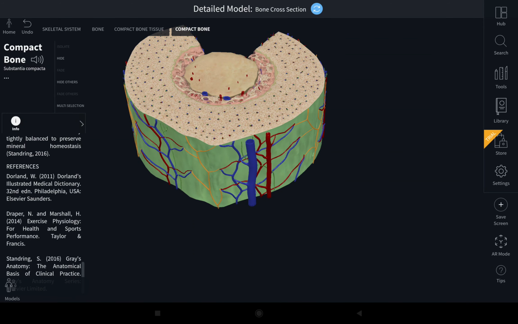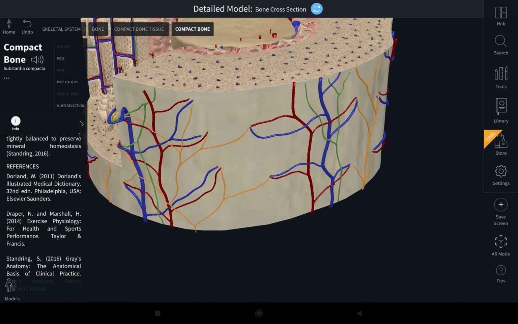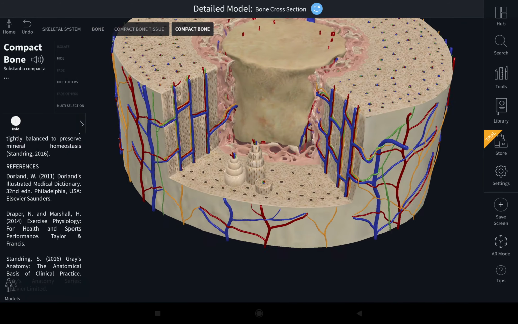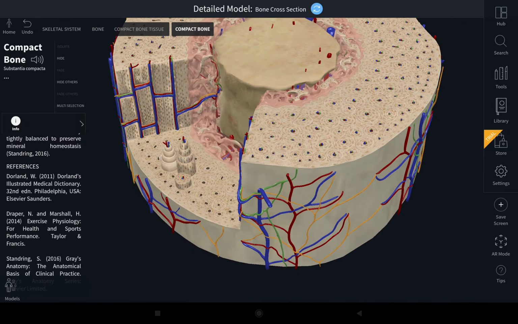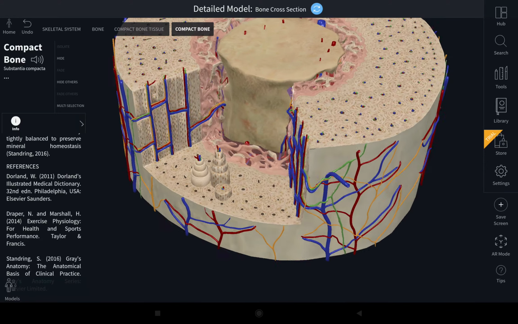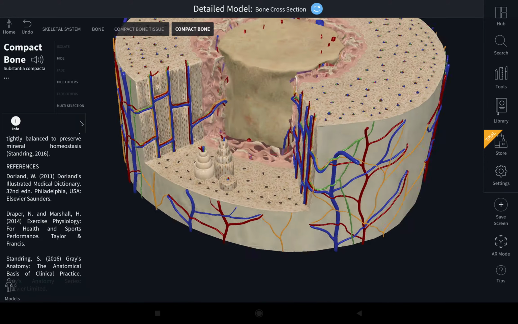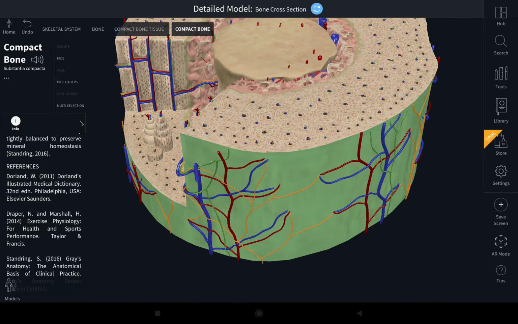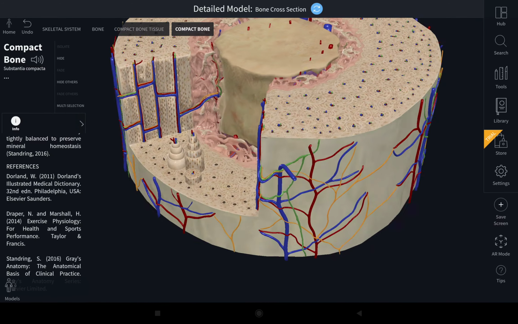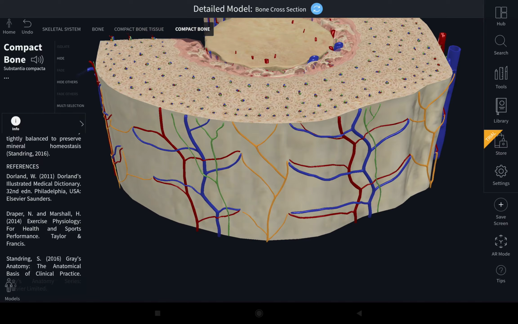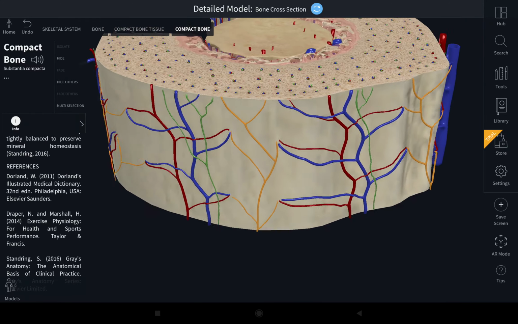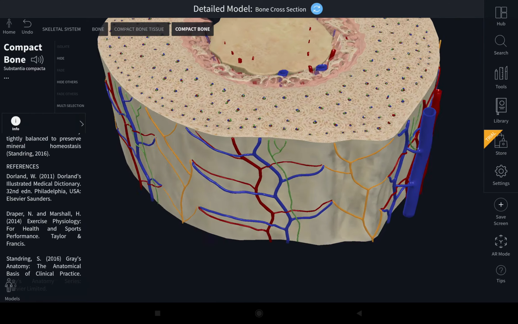Now we will look here, and you may misinterpret that these vessels are lying over the compact bone, but they are actually not lying over the compact bone.